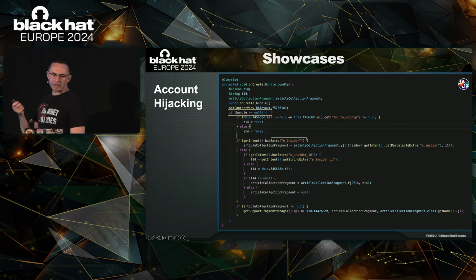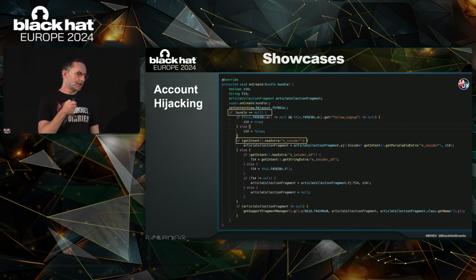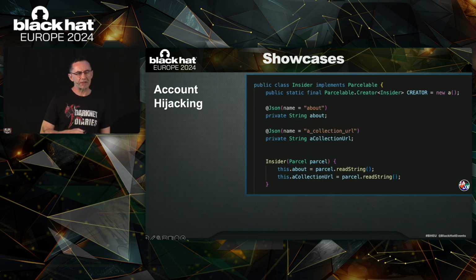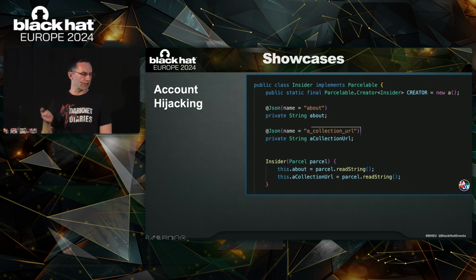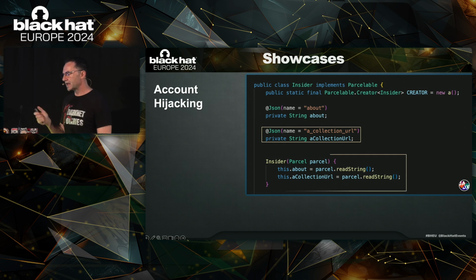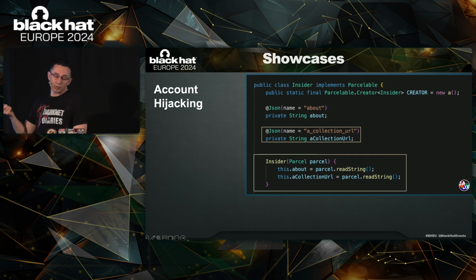So then it will inspect the incoming intent to see if it contains a request which is called insider. This is supposed to be an article collection fragment instance. And let's see what this article collection fragment instance is, actually. It is an inner class that implements Parcelable. It's a parcelable class. It has two fields, a collection URL, and another field, which we can set, of course, using the constructor of this class.